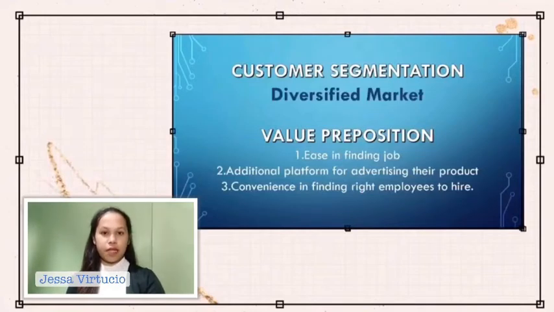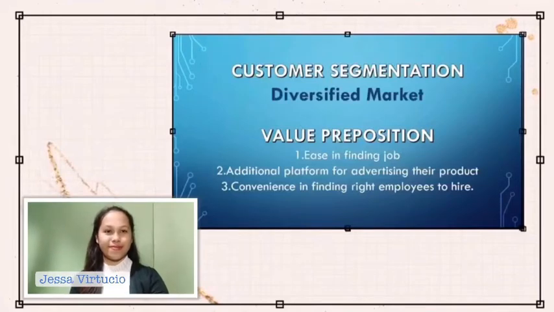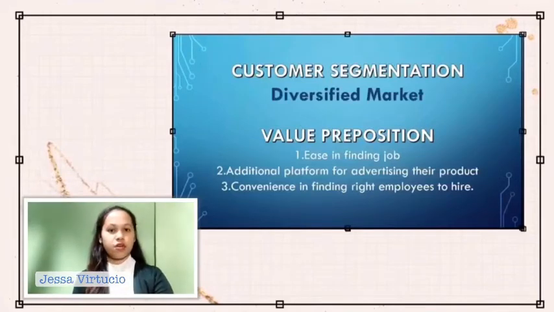Second is the additional platform for advertising their product. Even if the job offers here are just within Valencia City, in advertising products and services, other businesses in different places can advertise their product here in the application. This application is a big help for establishments offering products and services to extend their advertisement to the public. Last one is convenience in finding the right employees to hire.